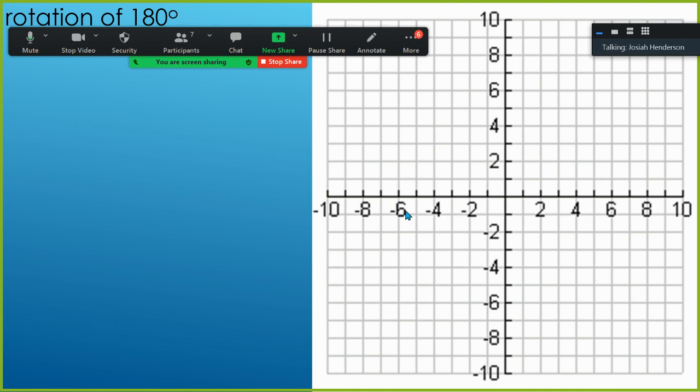So 180 degrees. You've probably heard or even said yourself in life, not even in math class, do a 180 or make a 180. And what does that even mean? Does anyone know what that means in life, not even in a math context? Do a 180? Turn around. Turn around. Exactly.